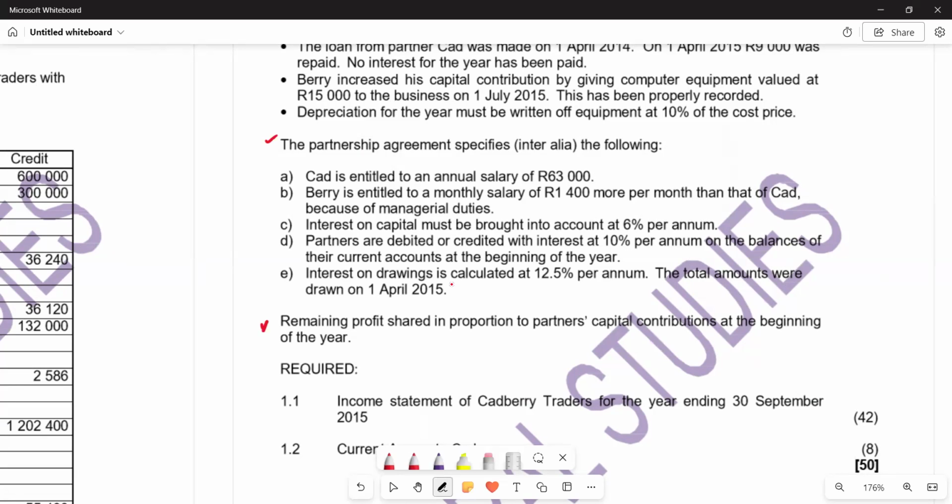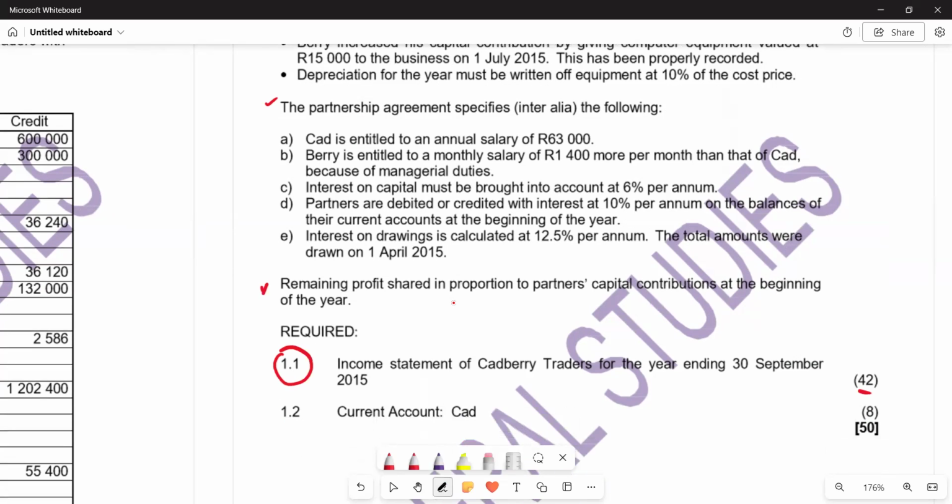On the required part 1.1, it reads: income statement of Card-Based Traders for the year ending 30 September 2015. This question has 42 marks. For the sake of this video, we're only going to look at 1.1. The second part, the current account, let's wait until the next video. We are going to show you how to prepare the current account. So this is what we have.